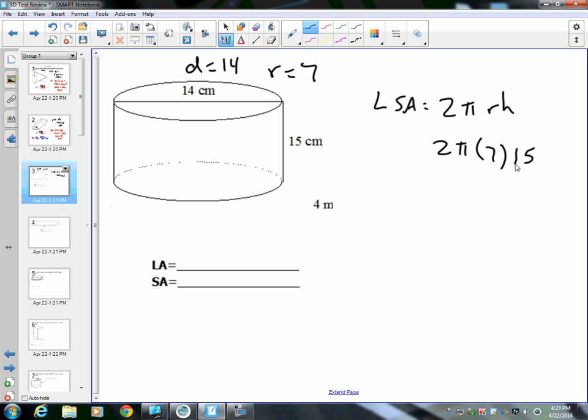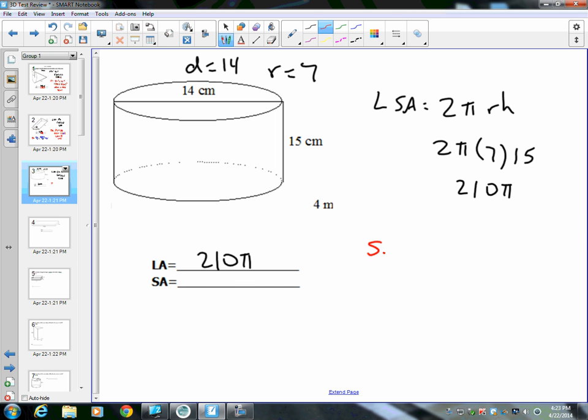So multiply these numbers out, we get 2 times 7 times 15. 2 times 7 is 14. 14 times 15 is 210. So we get 210 pi. We're going to go ahead and leave it in terms of pi. The next one, total surface area.